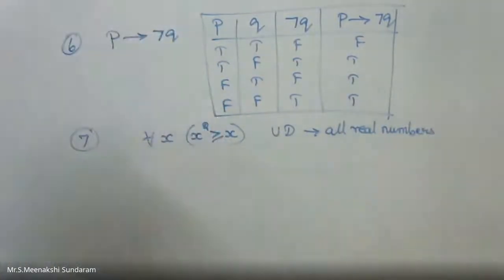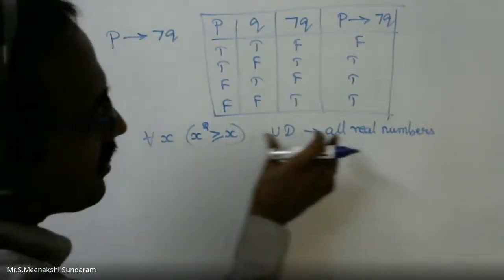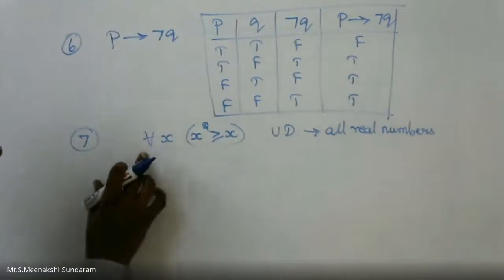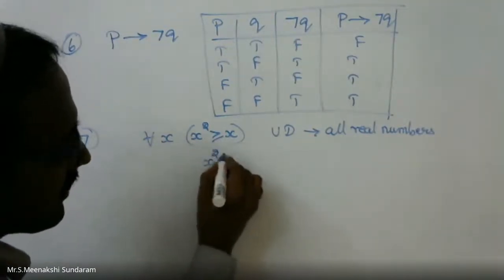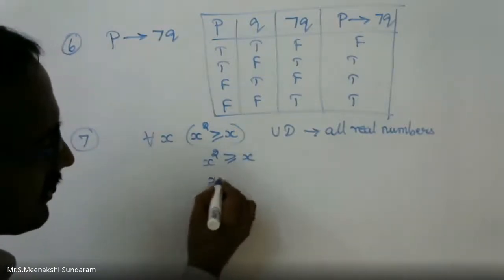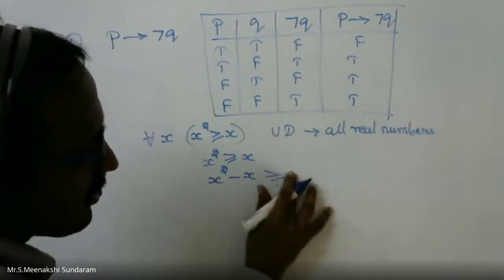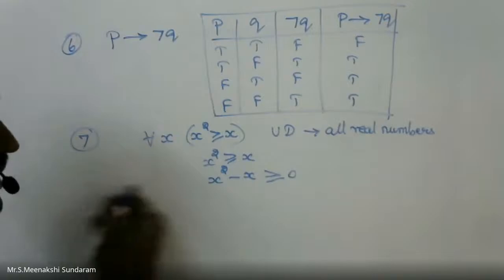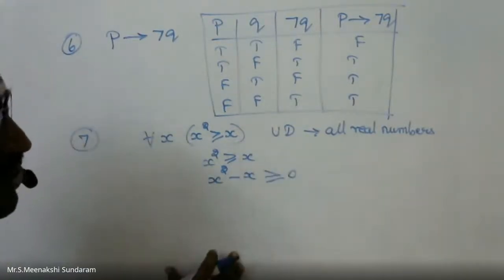We also write the negation of the given statement. First of all, you can conclude whether the truth value of this statement is true or false. What is the meaning? For all x, x square is greater than or equal to x. So x square greater than or equal to x can be written as x square minus x greater than or equal to 0. The first step, the right side I take to the left-hand side. It is a positive value.